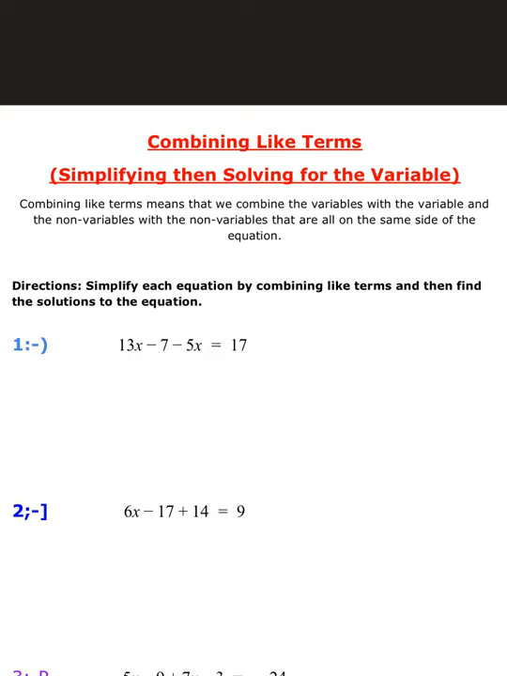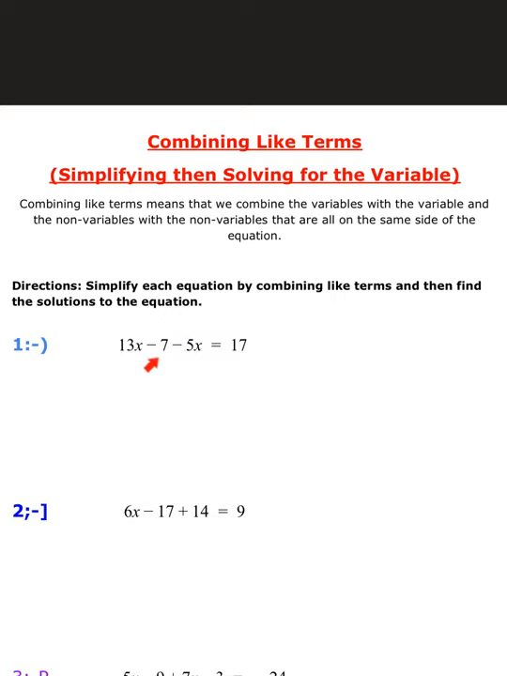In this video, we're going to be combining like terms, simplifying the equation, and then solving for the variable. So we're going to actually do the solving of the equation after we simplify. Remember, if you're combining like terms, that means we combine the variables with the variables and the non-variables with the non-variables that are all on the same side of the equation. So simplify each equation by combining like terms, then find the solutions to the equation.